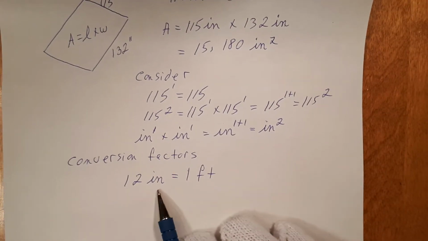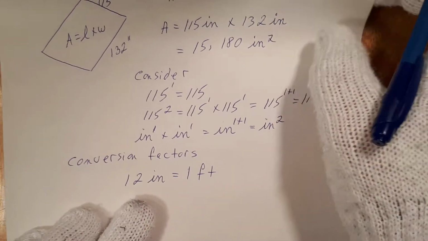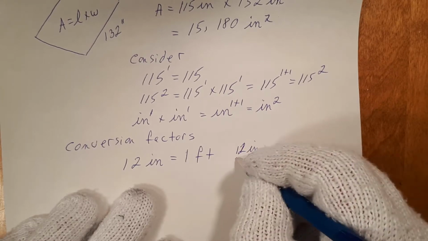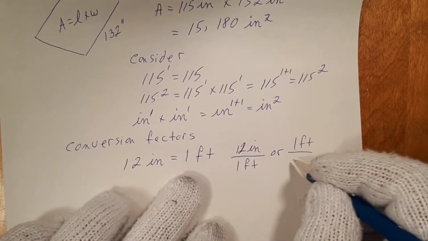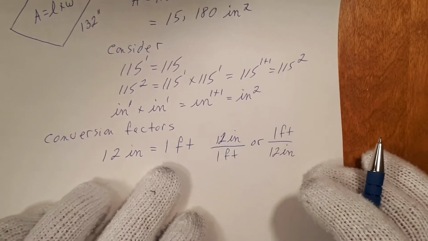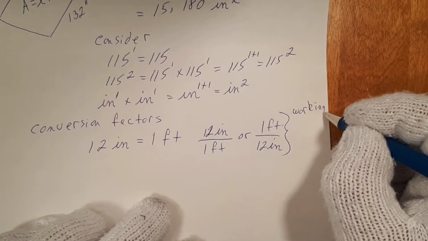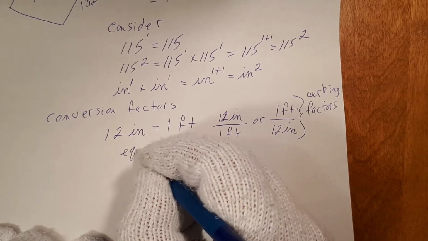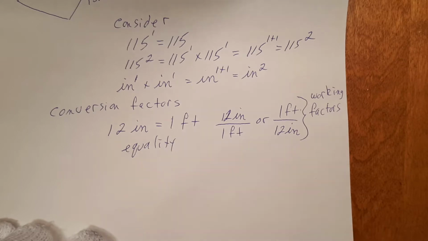The conversion factor in this form is basically an equality. What we really need is the working factors. So I can take these two and put them one over the other into a working factor. It's 12 inches is to 1 foot, or 1 foot is to 12 inches. And I call these the working factors. This one here will be the equality. Commonly, these are the conversion factors themselves.